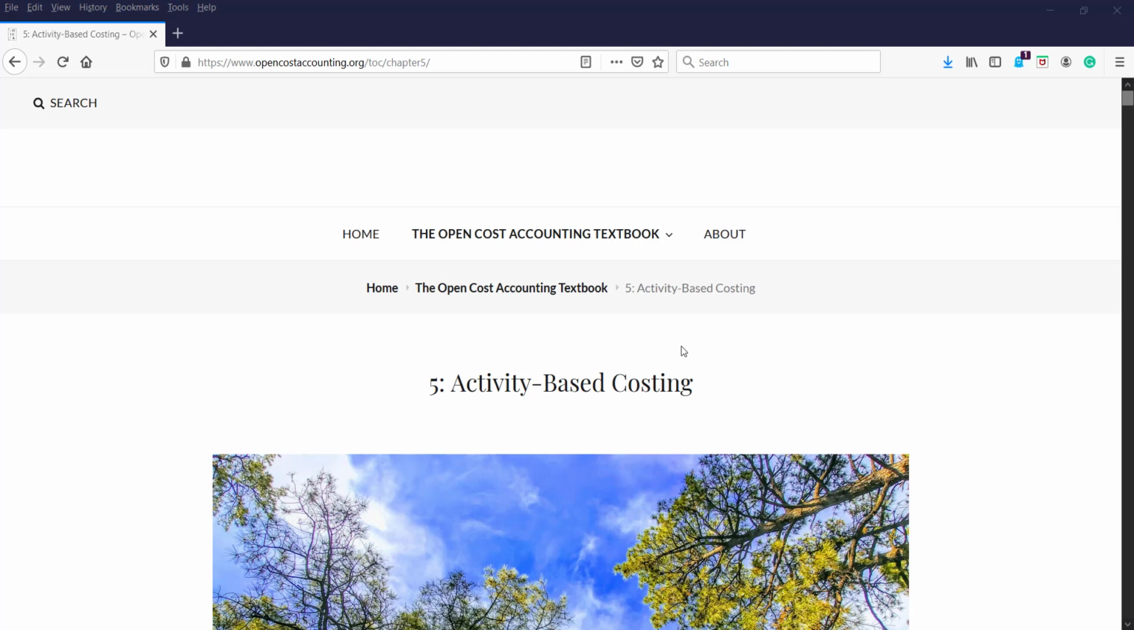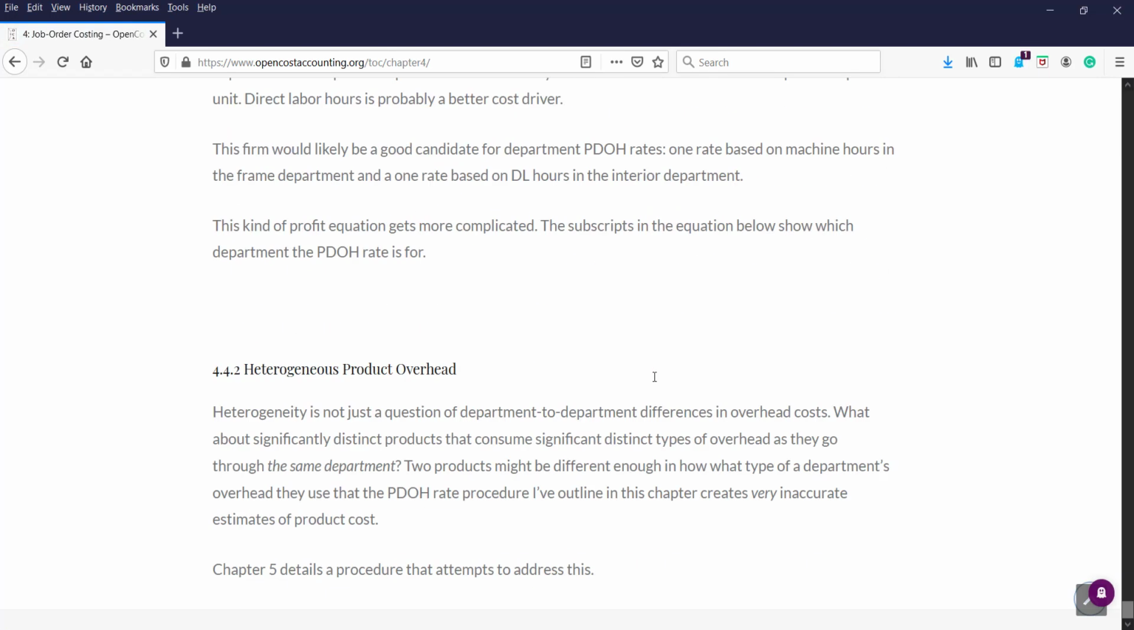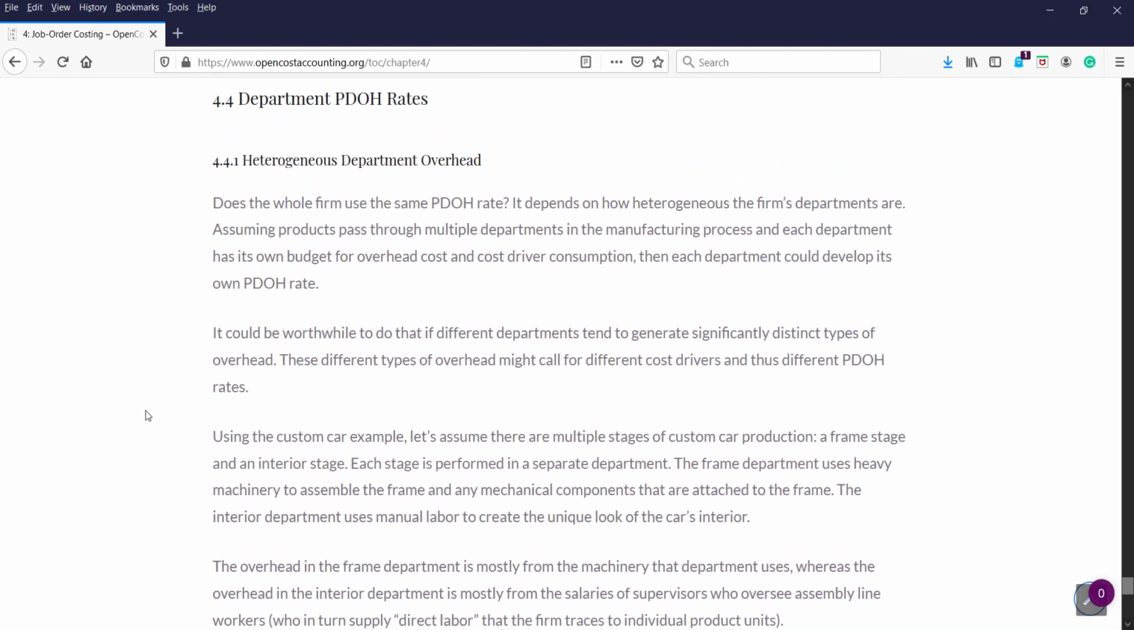So let's actually go back to Chapter 4 at the very end for just one moment, where we talked about the idea of departmental overhead rates. So you have Department A, and their overhead operates a certain way. It's primarily related to direct labor hours, or you could say that direct labor hours as a cost driver works fairly well to approximate how much overhead cost responsibility each product unit has.